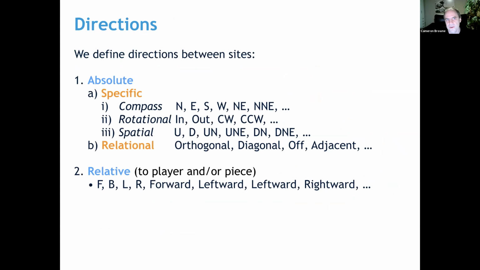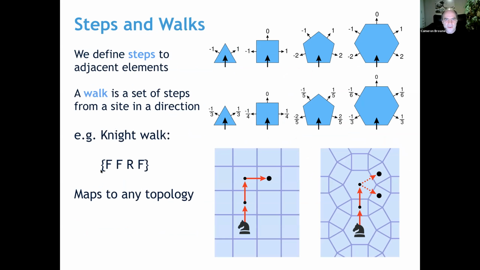We define directions between sites. We have absolute directions, including compass directions, rotational directions, clockwise, counterclockwise, and so on. Spatial directions, up and down. Relational directions, such as all orthogonals, all diagonals. And we also specify relative directions, relative to the player or the piece direction, such as forward, backward, left, right, and so on. So this lets us define walks throughout any graph made up of these steps between adjacent elements.